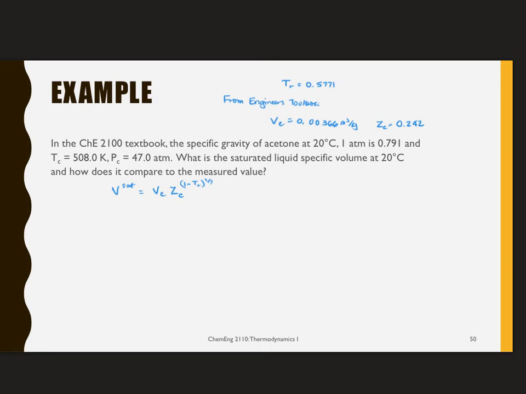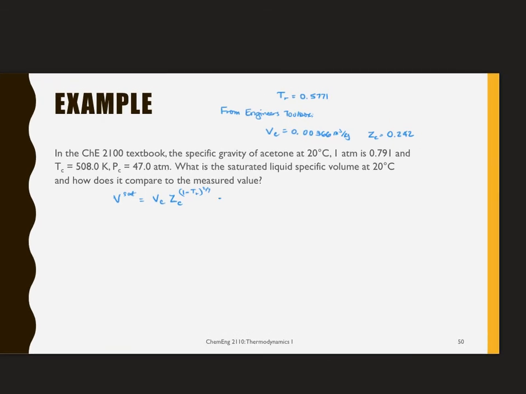VC for our acetone here and ZC are given above, and so if we plug these in, my units are going to come from the VC. I'll take my ZC and raise it to the 1 minus 0.5771 power, raised to the 2/7.